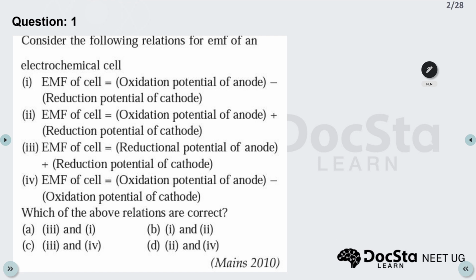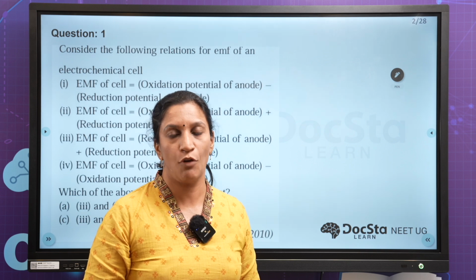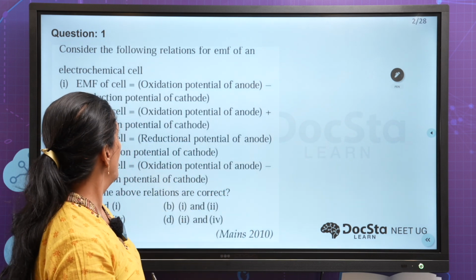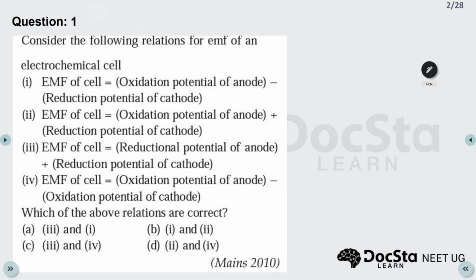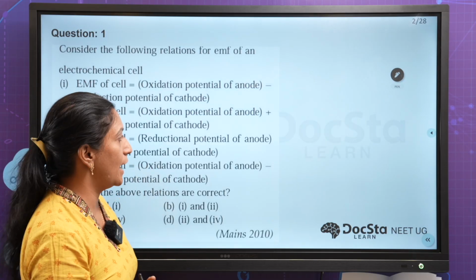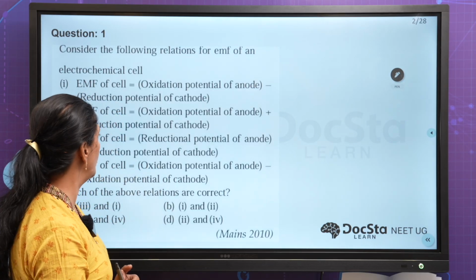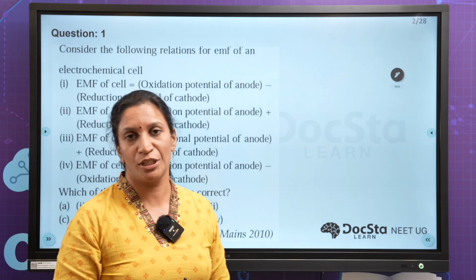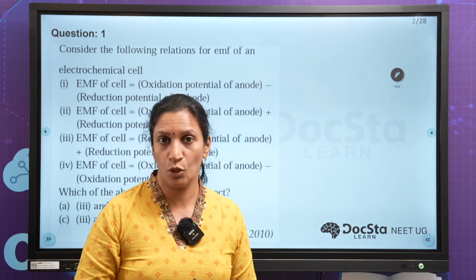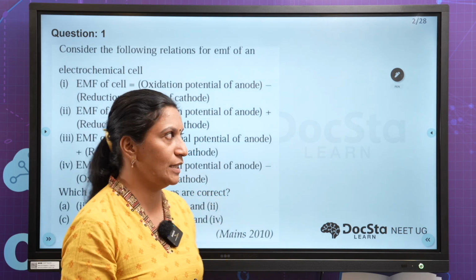Consider the following relations for EMF of an electrochemical cell. EMF calculate cheyanulla formula aanu ee question il chodichirikkunnathu. And the options given are: EMF of cell is equal to oxidation potential of anode minus reduction potential of cathode, or oxidation potential of anode plus reduction potential of cathode, reduction potential of anode plus reduction potential of cathode, or oxidation potential of anode minus oxidation potential of the cathode. Idile ed option aanu will give you the correct equation for calculating the EMF of the cell.